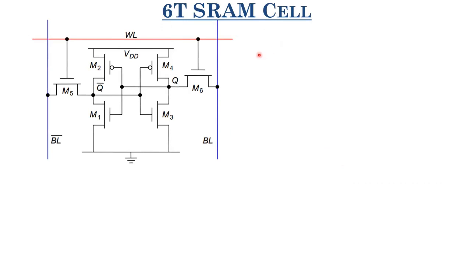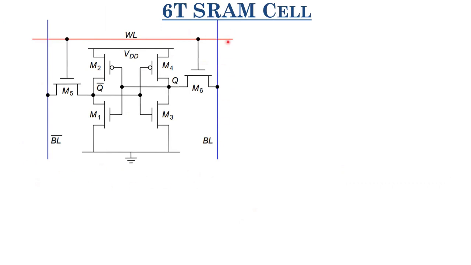You can have SRAM cells having less than 6 transistors or even more than 6 transistors, depending upon what specifications or what applications you need. So this is the industry standard, and that is why I have chosen this as a typical example to study the operation of SRAM cell and their performance. So the circuit here represents a 6-transistor SRAM cell.